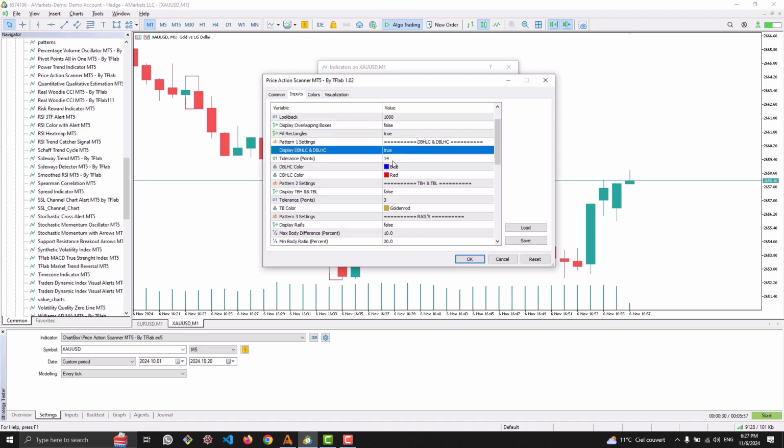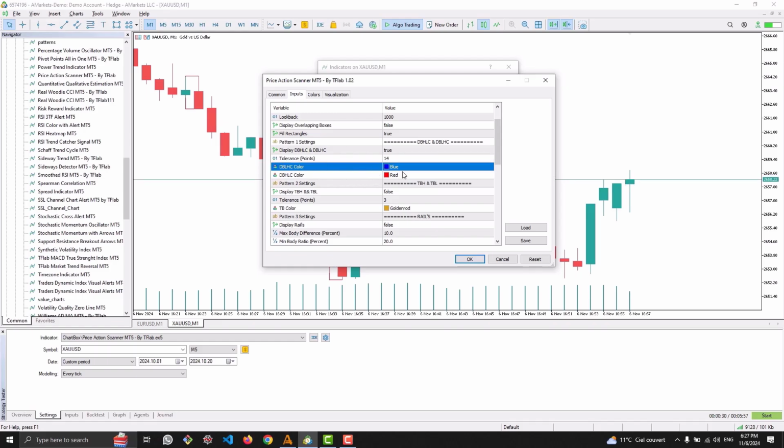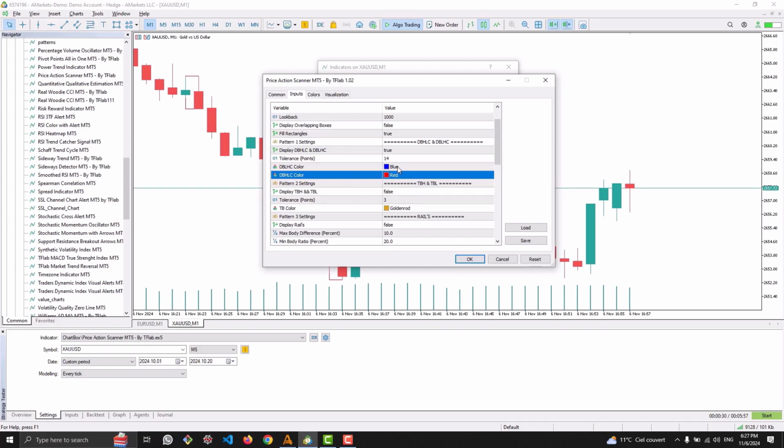The settings available for this pattern include the first option, which is the display of this pattern on the chart. If set to true, it will display, and if set to false, it will not display. The next option specifies the difference between the highs or lows that are considered equal, determining up to what point we accept them as being equal. The more we increase this, the more patterns it will identify. The next option is the color of this pattern when it forms in an upward trend. And the following option allows us to choose the color of this pattern when it forms in a downward trend.